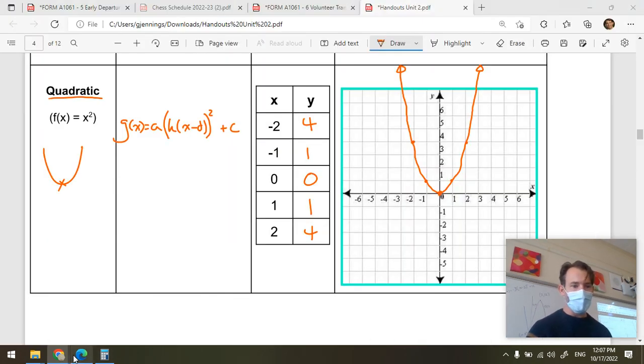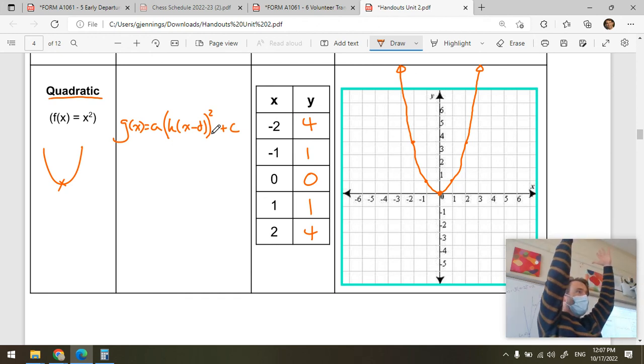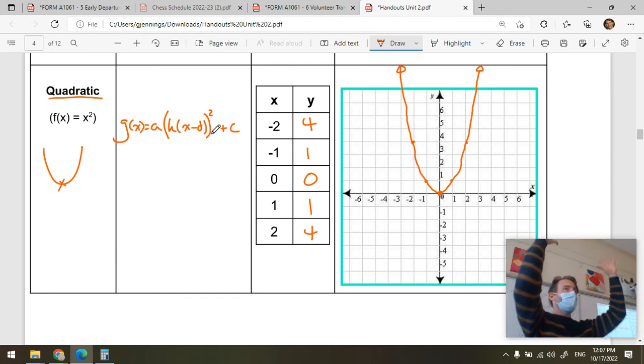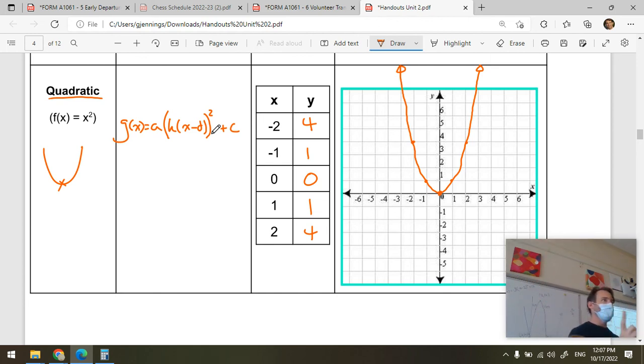Okay, so now let's keep going. So that's all of these different variables that are in there, and what they're up to. I'm not going to show you that for each parent function, but know that their role is the same regardless of the parent function we're looking at. A stretches vertically, K compresses horizontally, C moves things up or down without changing the shape, and D moves things left or right without changing the shape.